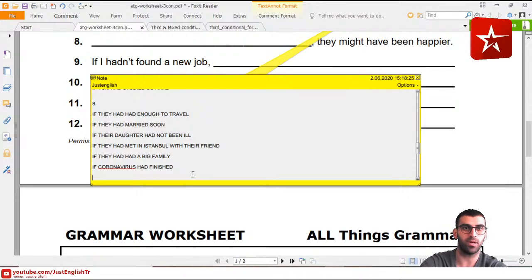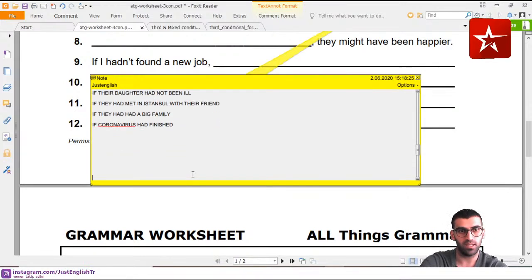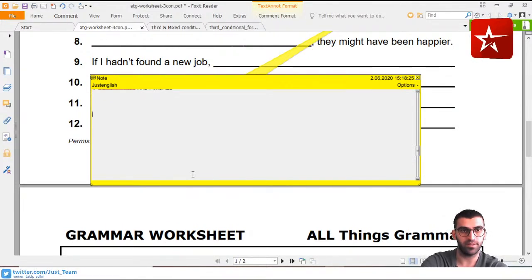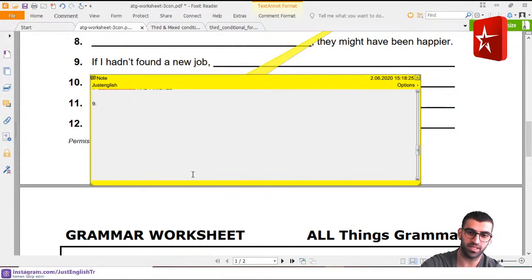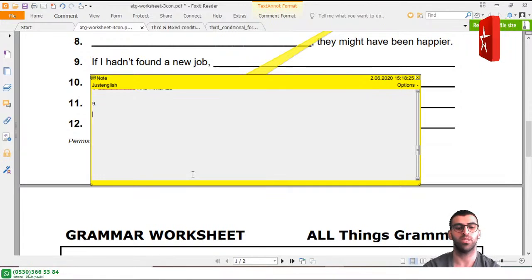If I hadn't found a new job. Number 9, we have to write, I miss my friends a lot. Everybody misses his or her friends, you know. Most of the time during the coronavirus pandemic, we stayed at home and we didn't meet our friends for a while, and everybody misses going out and meeting their friends.